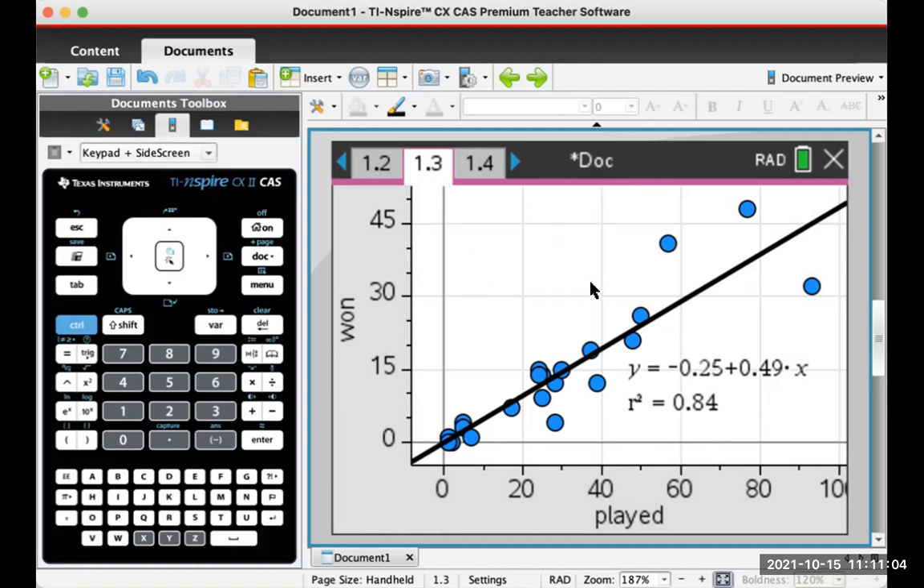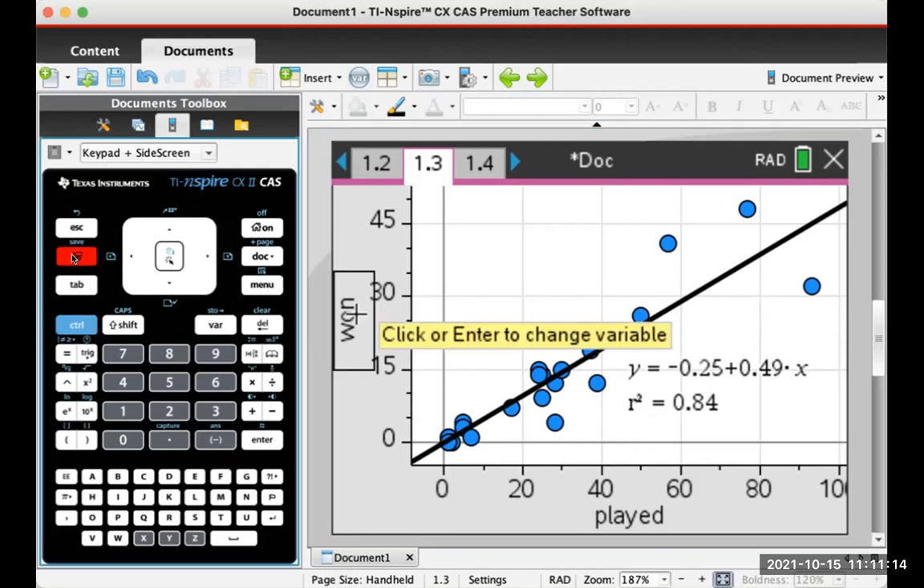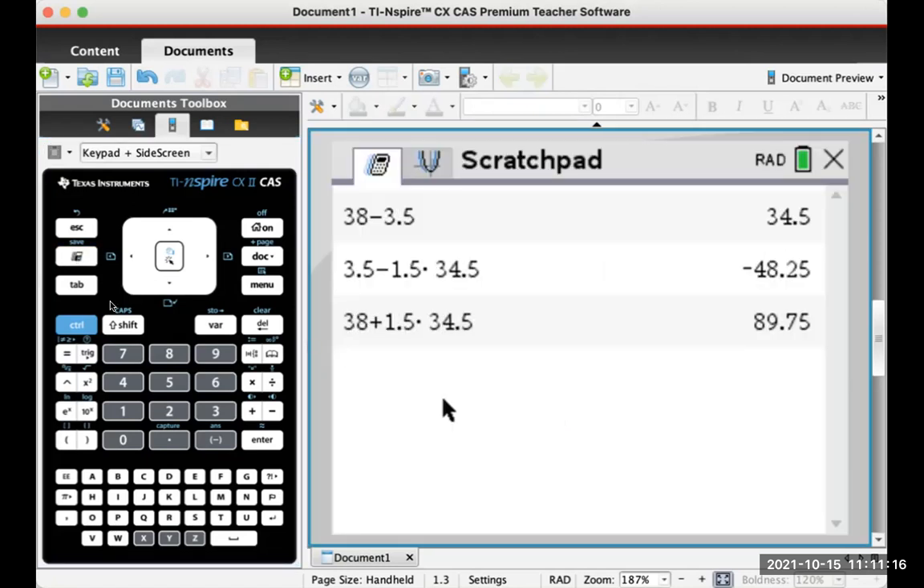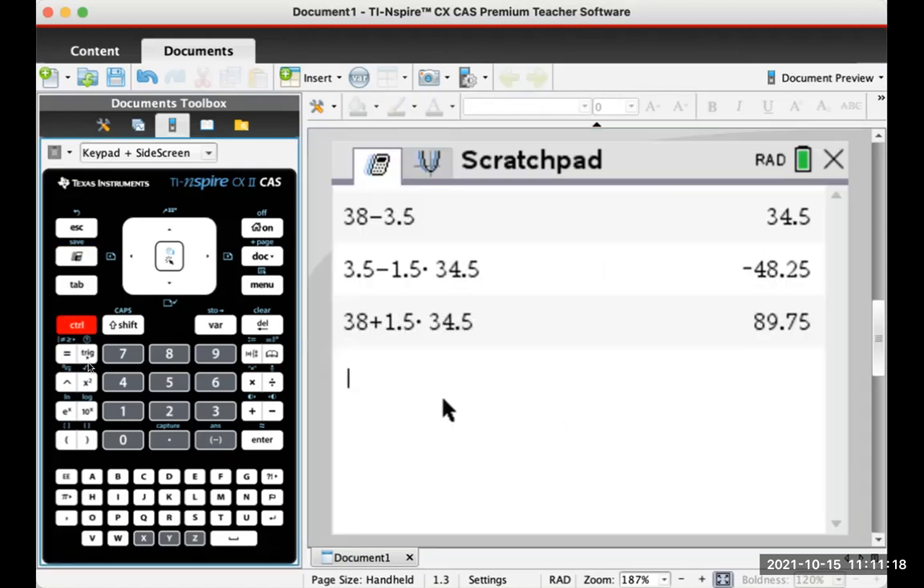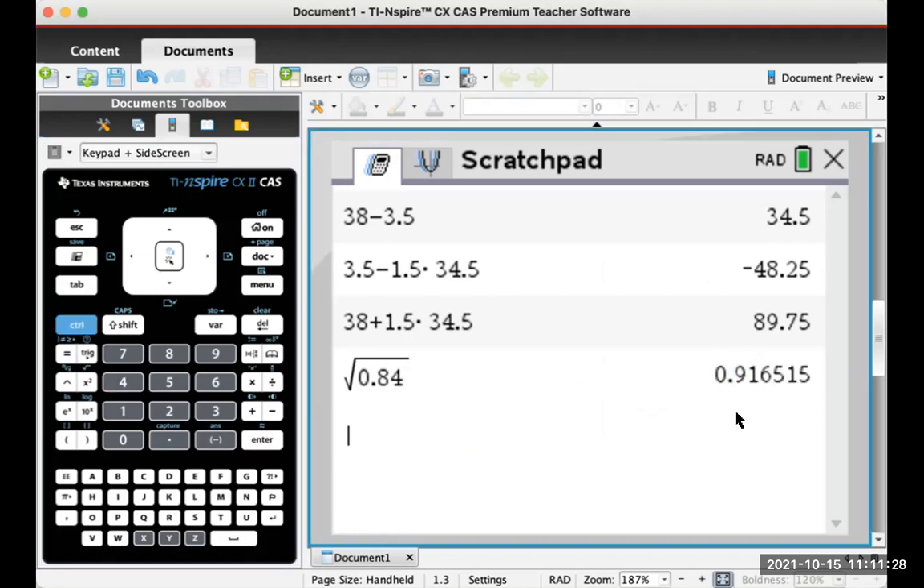So if you want to open up a calculator really quickly, what are you going to open up? Scratchpad, correct. So you're going to do the scratchpad. Thank you, Danny, as well. And remember, to calculate the R value, you have to square root the R squared value. So square root of 0.84, which is 0.91. That's your R value. So R equals 0.92, yeah? Because we want it to 2 significant figures. So there it is.